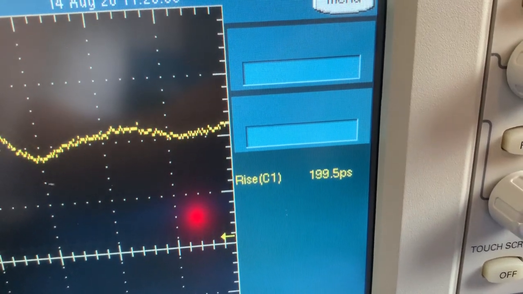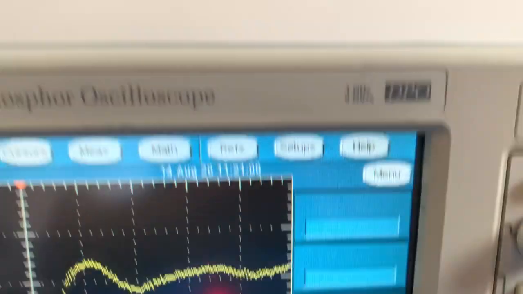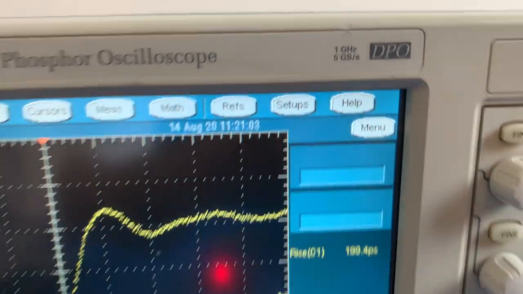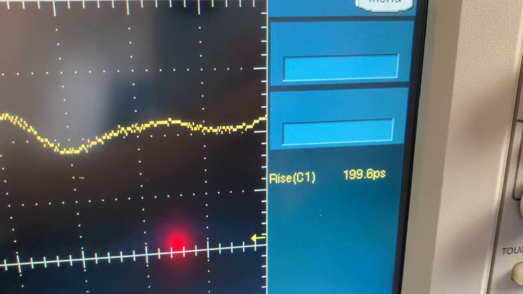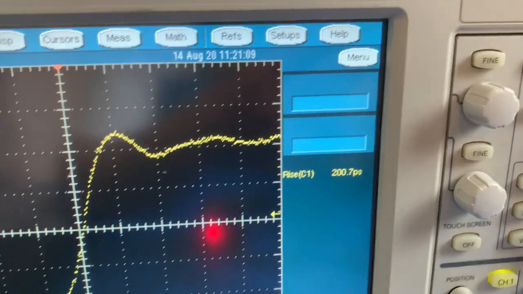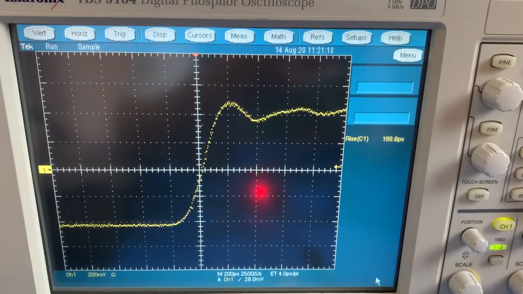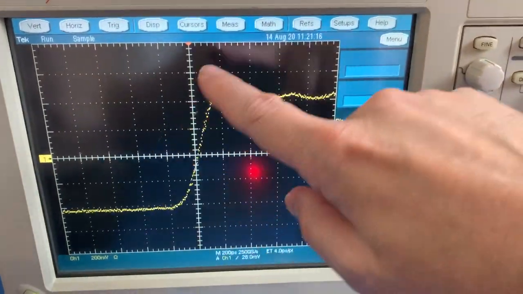Truth be told, this rise time is better than what you would theoretically get out of a 1 gigahertz scope. It's perhaps, if you do the math, it might be somewhere around 1.5 to 2 gigahertz. So the scope is actually measuring a rise time better than it's spec'd. But the feature that's interesting is the fact that there are more samples.